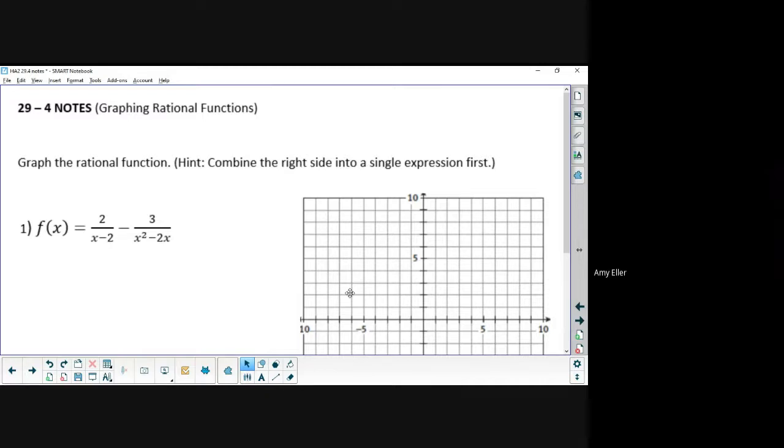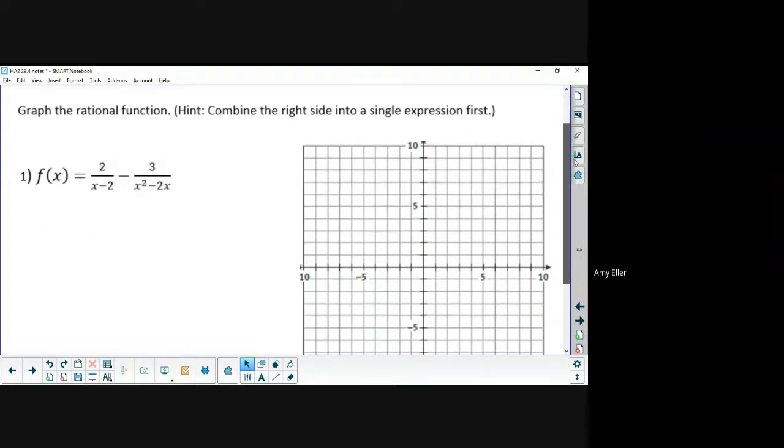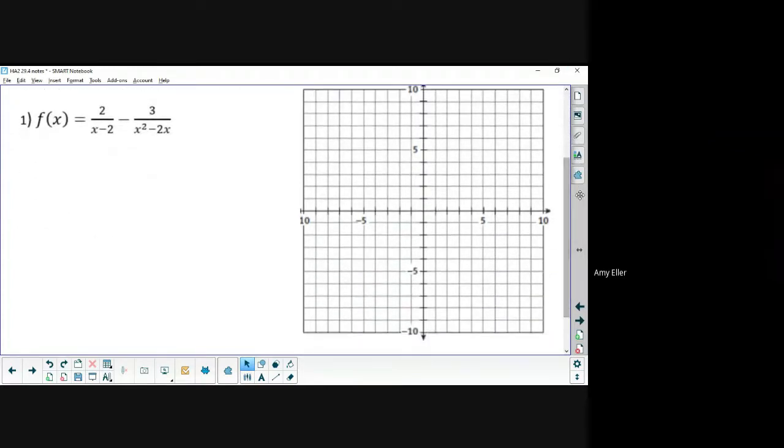29-4 day 1 notes. The only difference from this section and the section we just got done doing is this is in 2 fractions, and we've just graphed single fractions. Have we learned this year how to take 2 fractions and combine it into 1?